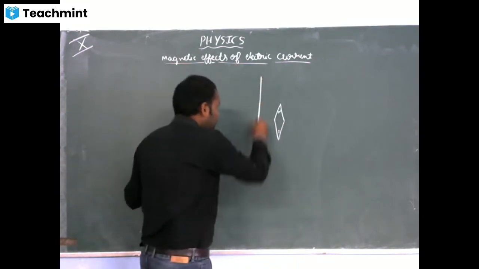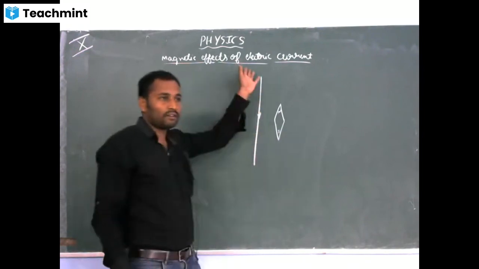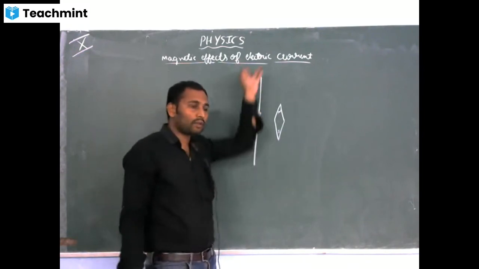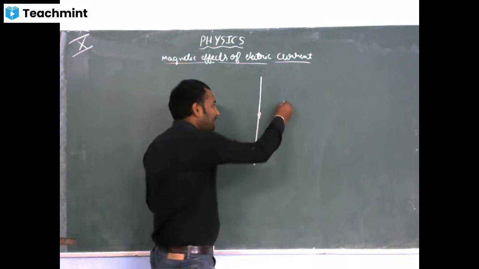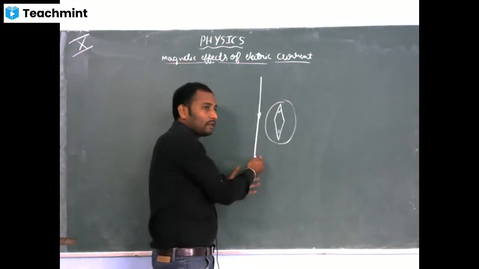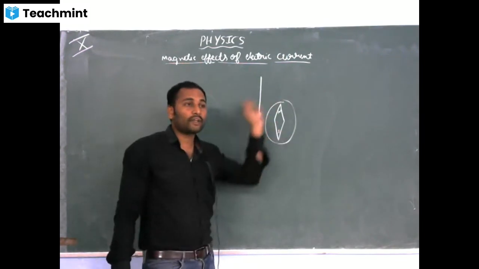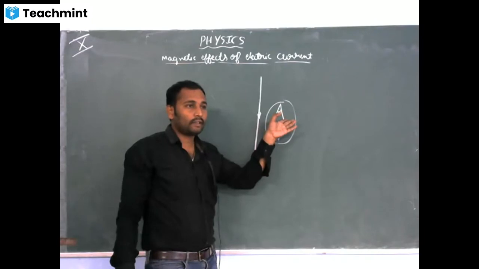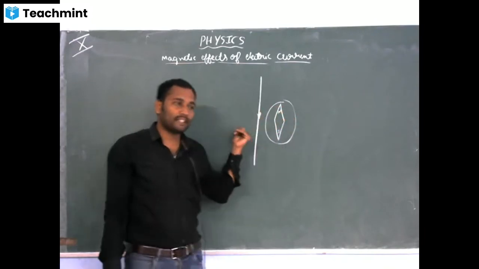So there was a wire connected to an electric circuit, and current was flowing in this wire. He accidentally came near this wire, and the compass needle started showing deflection. Then he started doing experiments on this.